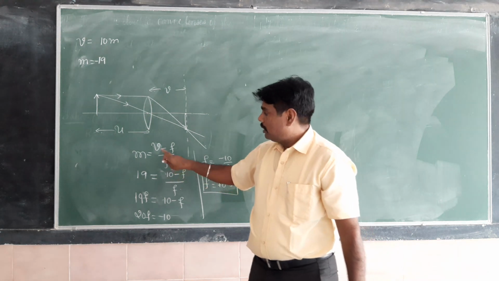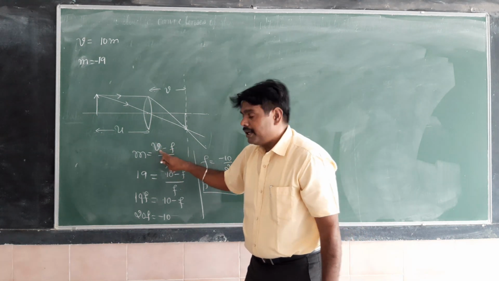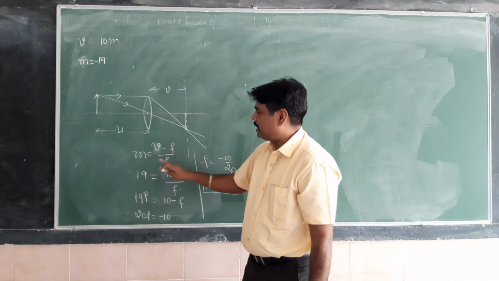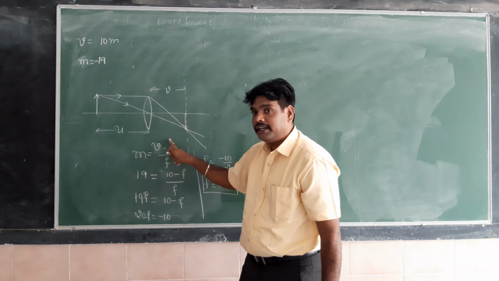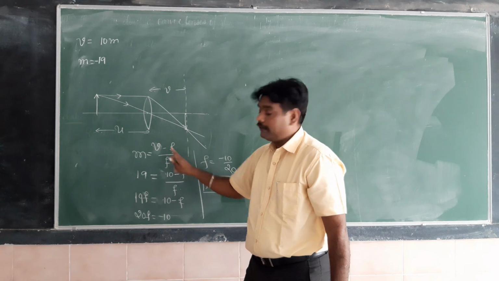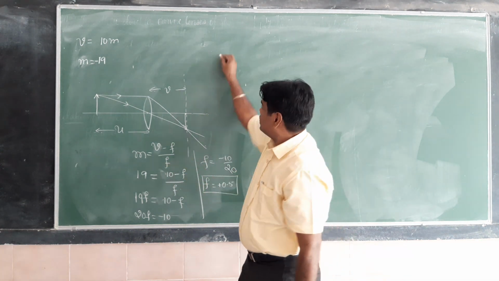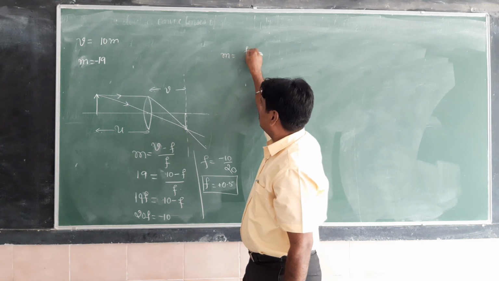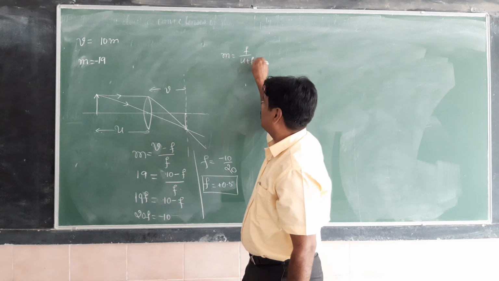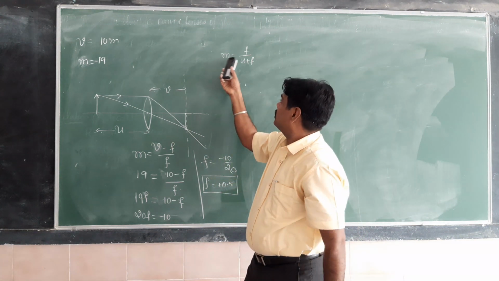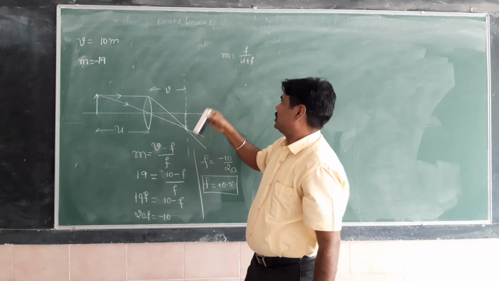If, instead of the image distance, the object distance is given, the formula is different. Then the formula can be written as m is equal to f divided by u minus f. F divided by u plus f, there we will get plus, not minus. So this is the formula, m is equal to f divided by u plus f. This is the relation between magnification, focal length and the object distance.